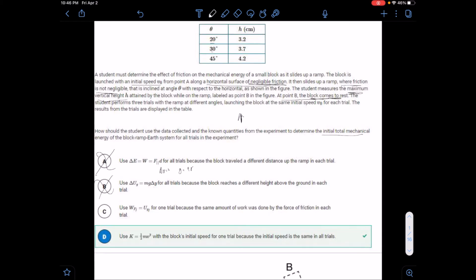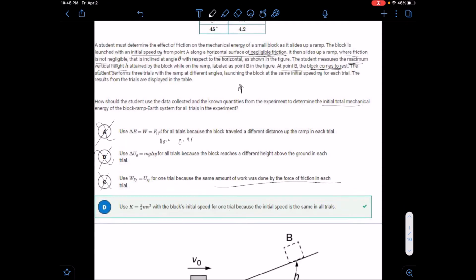Use the work of friction. The force of friction is equal to gravitational potential energy for one trial, because the same amount of work was done by the force of friction in each of the trials. So the same amount of work is not done in each trial because the angle changes, and as we explained earlier, with greater angles we have a greater amount, so this is wrong.